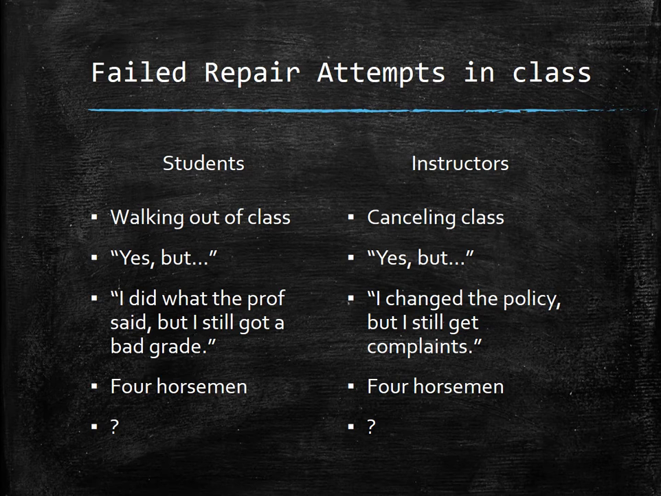In terms of instructors, sometimes we'll see some of those familiar behaviors like canceling class, like, I can't deal with them. They may be trying to behave better, but I can't deal with it anymore. We might engage in some of the yes buts, right? The students are trying to revise something or make an apology, and we're negating that in some way because we're still overwhelmed. It might look like things like, I changed the policy, but I still get complaints. And we may not be saying this to students, but sometimes we say this to each other a lot. Or we might still be engaging in the four horsemen after these types of repair attempts. And so again, the question mark invites you to pause and think about what these failed repair attempts, if you've experienced them, may have looked like in classes that you've been part of.